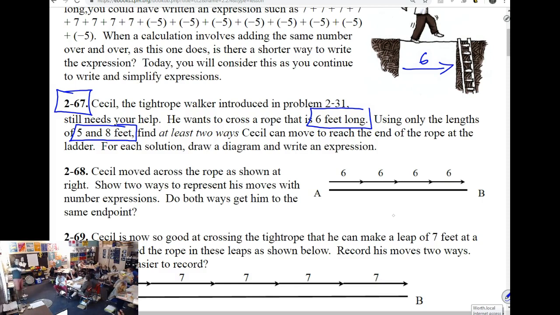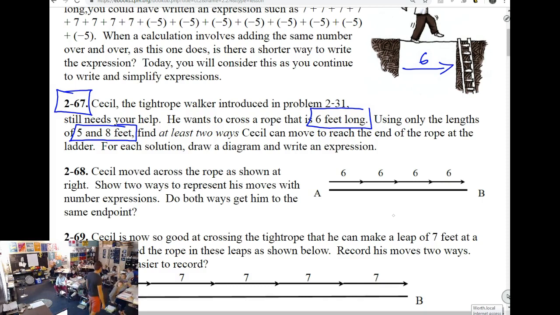With your group, figure out at least 2 ways using 5 and 8 to end up at 6. Now remember, we can go either direction, forward or backwards, and we can do the moves as many times as we want. So figure this out, then I'll take some solutions up here. If you get done with 67, your group agrees, move on to 68, 69. You gotta do at least 2 different ways.